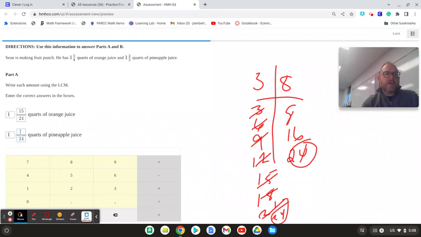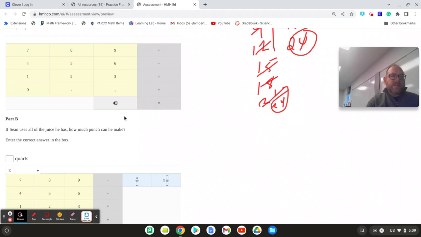And how did I get there? Well, I had to multiply my 3 times 1, 2, 3, 4, 5, 6, 7, 8. So 8 times 2 is going to give me 16. Yep, that'll give me 16. So I'll put that up top. So I have 1 and 15 24ths, 1 and 16 24ths.